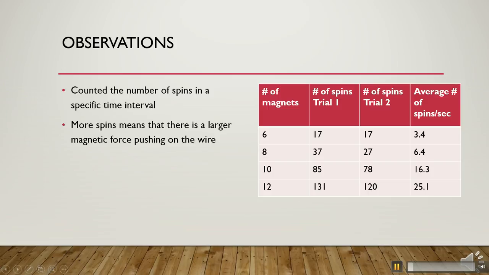We conducted four runs of our experiment. In each run, we increased the number of magnets by two. Each run also had two trials in order to improve data quality. For each trial, we counted the number of spins in a 5-second time interval. From this data, we can observe that there is a large magnetic force pushing on the wire when more spins are recorded.